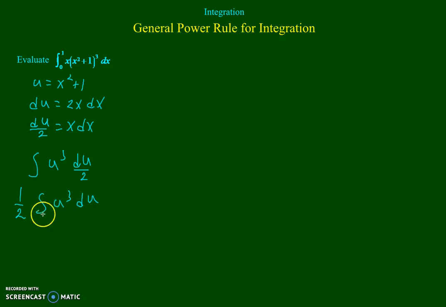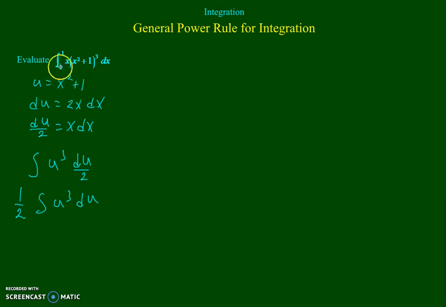Now we have to consider our limits of integration. The limits of integration in the original were in terms of an integral with respect to x. In this case, we're taking an integral with respect to u. So we have to consider whether or not these values will change regarding an expression of x versus an expression of u. So here we have u equals x squared plus 1.